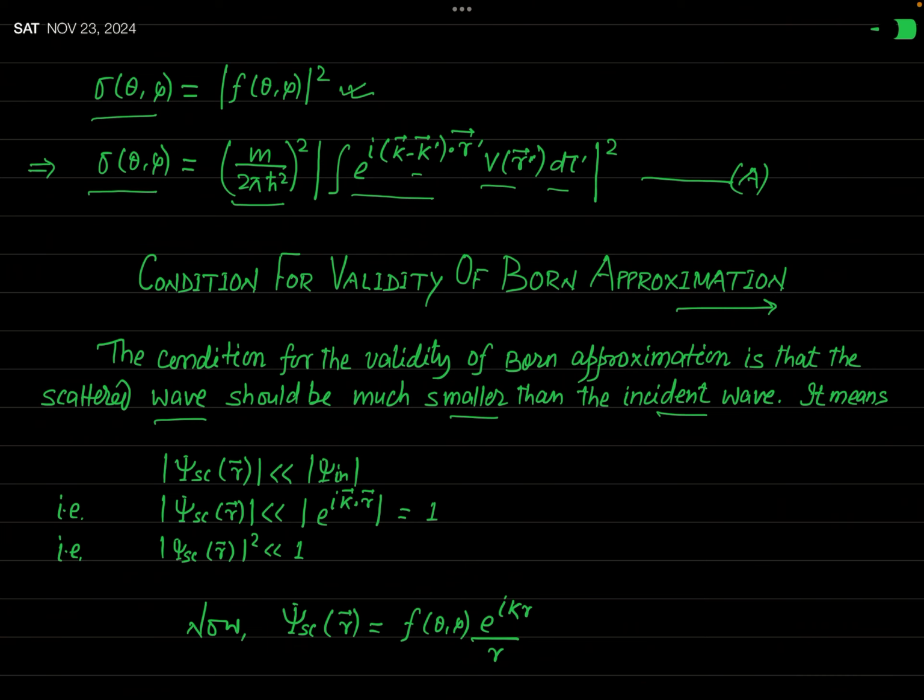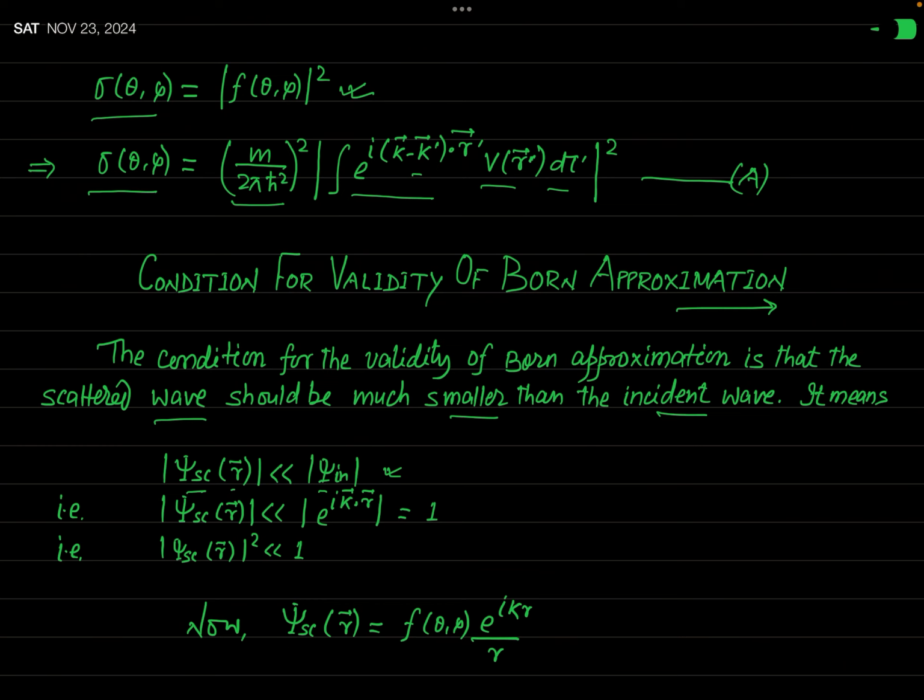But if the scattered wave is not much smaller than the incident wave, if it is comparable to the incident wave, then this approximation will not hold. In a mathematical way, the condition for validity of this Born approximation can be written as the modulus of psi scattered of r is much smaller than the modulus of psi incident. Here psi Sc represents the wave function of the scattered wave, and psi in represents the wave function of the incident wave.